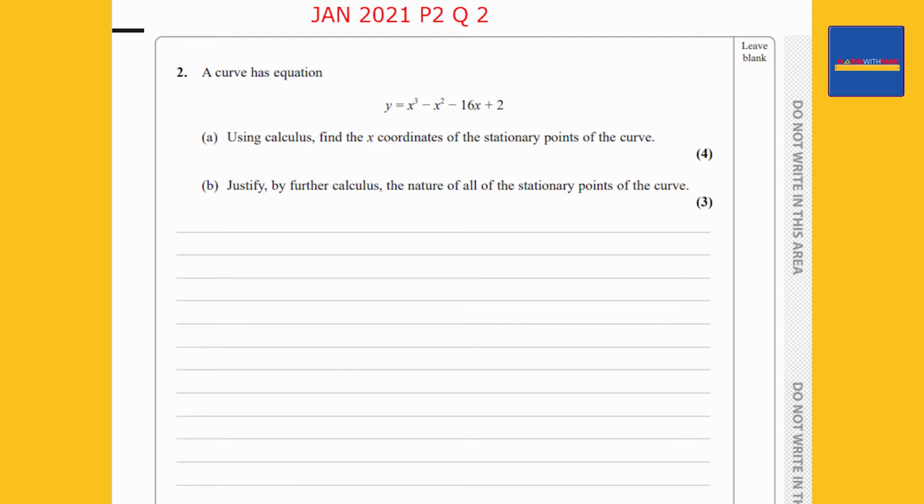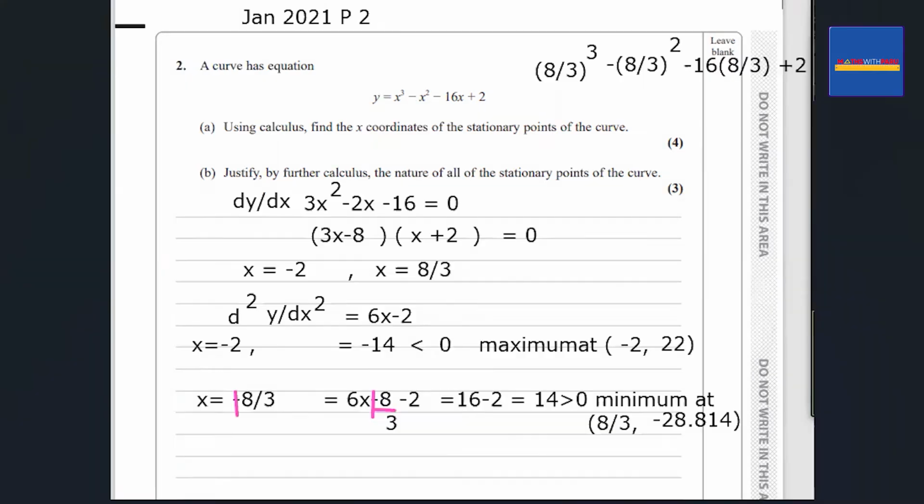Now we all know that to find the stationary points, we have to find dy by dx, equate it to 0, and then solve the equation for x. So when we differentiate x cubed, we get 3x squared. When we differentiate x squared, we get minus 2x. When we differentiate minus 16x, we get minus 16, and we equate it to 0.